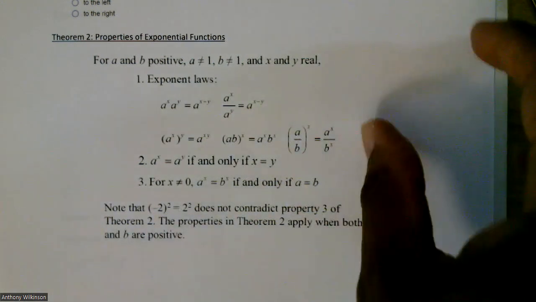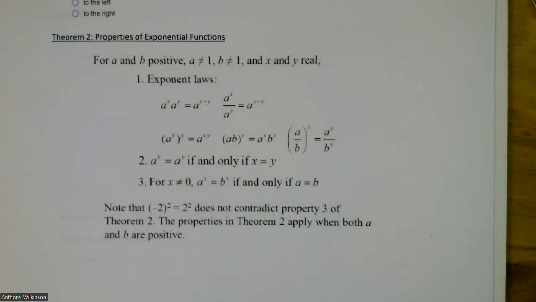All right. Now note that -2 raised to the second equaling -2 squared does not contradict property number 3 of theorem 2. The properties in theorem 2 apply when both a and b are positive.